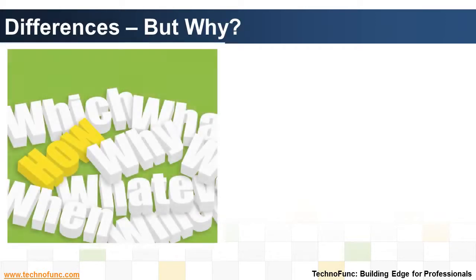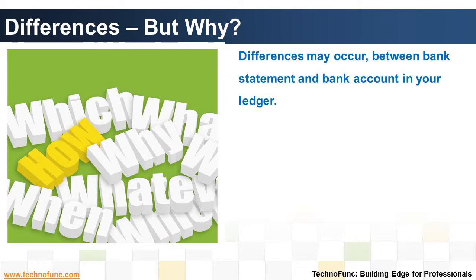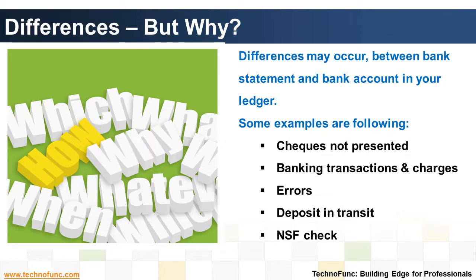Reason for differences. Such differences may occur, for example, due to following reasons. Checks not presented. A check or a list of checks issued by the organization has not been presented to the bank. Banking transactions. A banking transaction such as a credit received or a charge made by the bank has not yet been recorded in the organization's books. Errors. Either the bank or the organization itself has made an error while recording transactions.